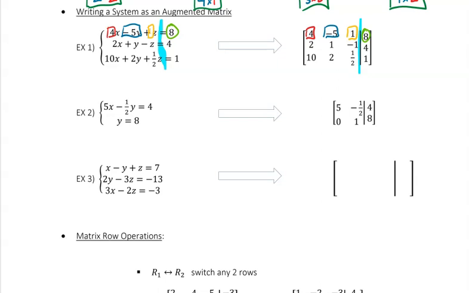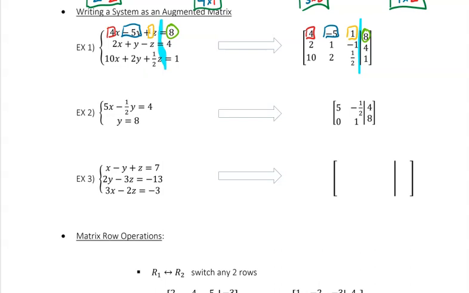Now it is important that in order to set up an augmented matrix, you make sure that your variables are in order. So make sure it's x, y, and z, not something like z, y, x. Also make sure that they're all on one side of the equation. You don't want some of these variables on the other side, because then you're going to get different stuff.